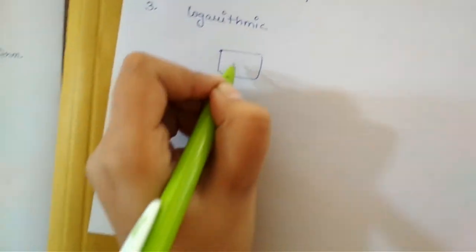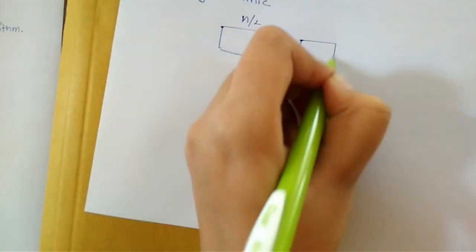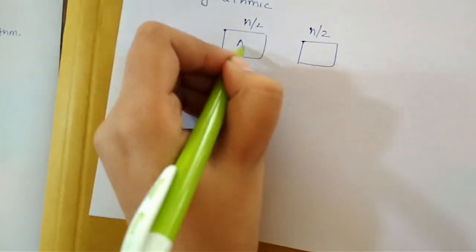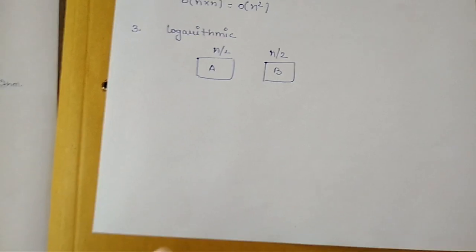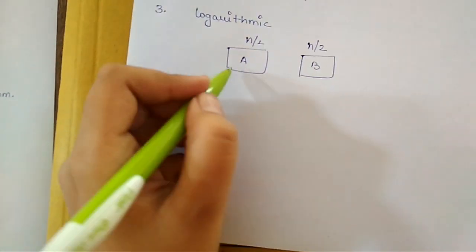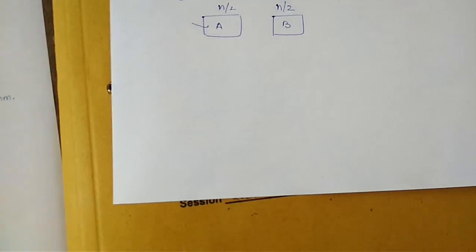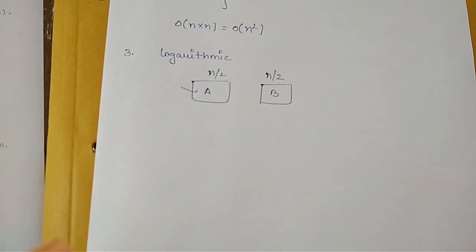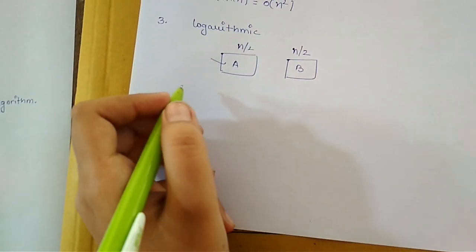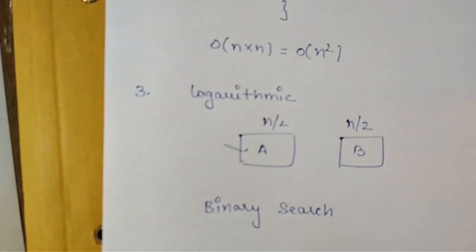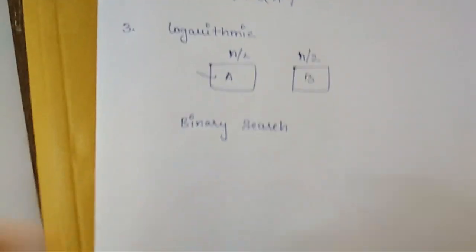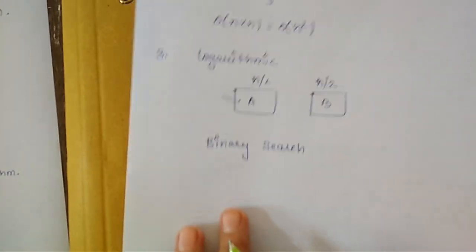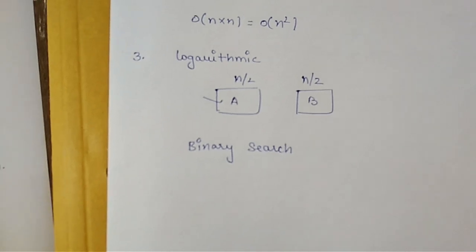Third option is, what I can do is divide the students into half, group A, group B, and I'll go to each group and ask which group has the pen. Whosoever says yes, I will search for the pen in that particular group. This type of time complexity is called logarithmic. For example, binary search. In binary search, we divide the whole array in two parts and then we search. So that is called logarithmic time complexity.